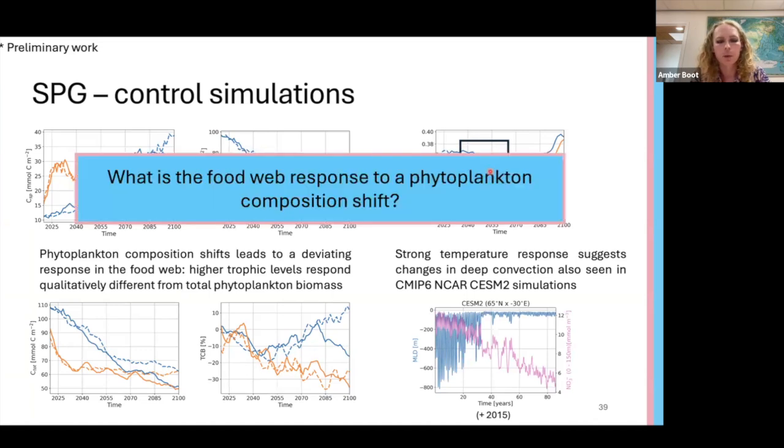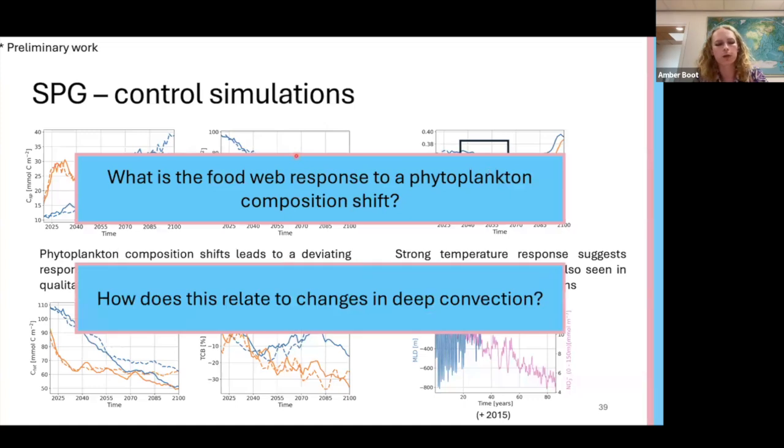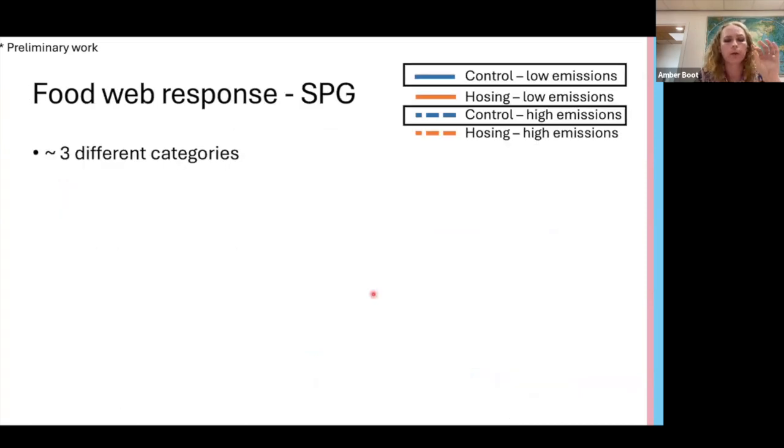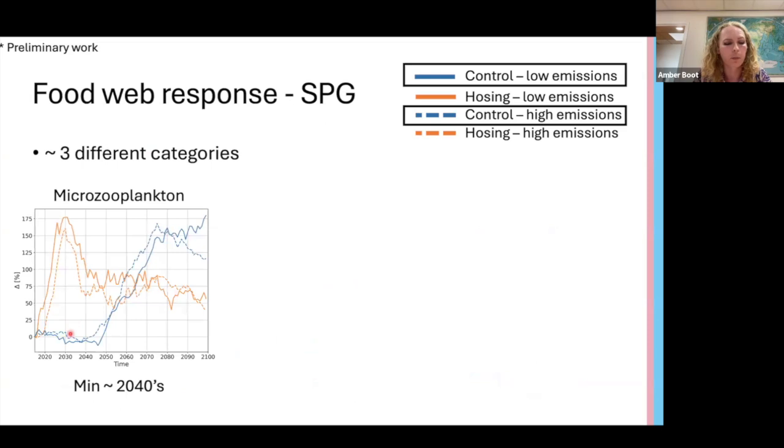And basically the question I want to look at here is what is the food web response to a phytoplankton composition shift? And how does this relate to changes in deep convection that happen, I think, at the same time? Now, if you look at the food web at the individual groups, you can divide them into 3 different categories in response. So you have a minimum in the 2040s. This is, for example, microzooplankton. And here you see the blue lines. Here it is minimum in the 2040s and then an increase. And this coincides with the temperature response we saw on the previous slide.